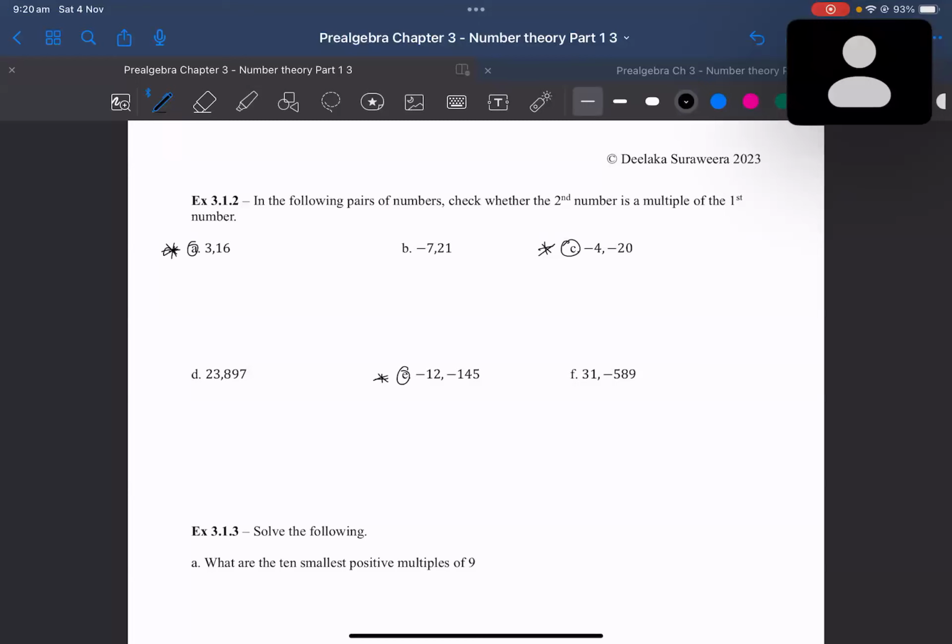And we type our answers in chat? Yeah. Thanks. Yeah, but you only need to do A, C, and E. If you finish early, yeah, you do B, D, F.